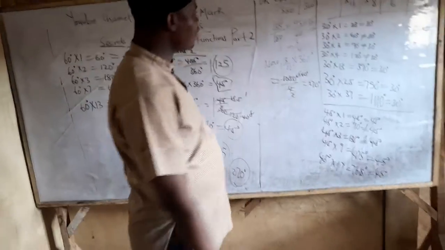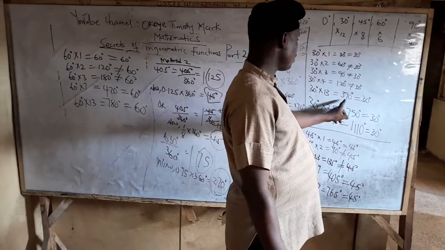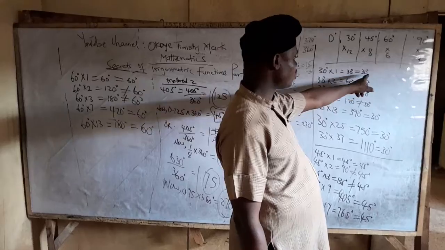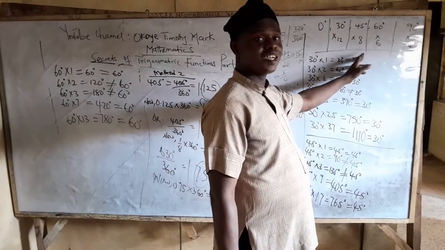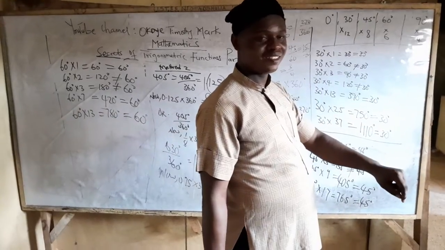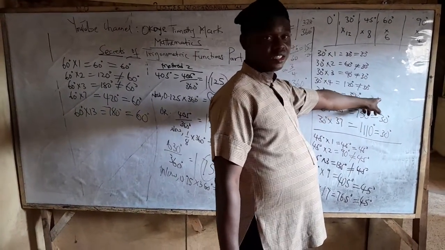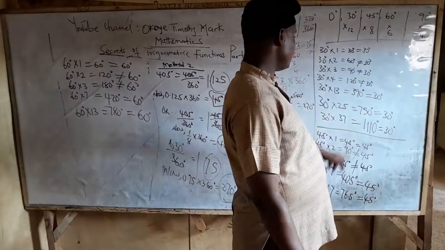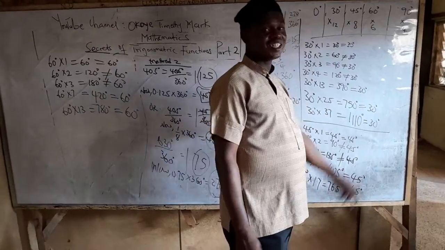Another easy way to remember this is that if you remember here, we talked about 390. What do you add to 30 to get 390? 360, that is, adding 360 intervals. If you add 360 to 30, it gives you 390, that's exactly 30 degrees. If you add 360 to 390, it gives you 750, that's exactly 30 degrees.